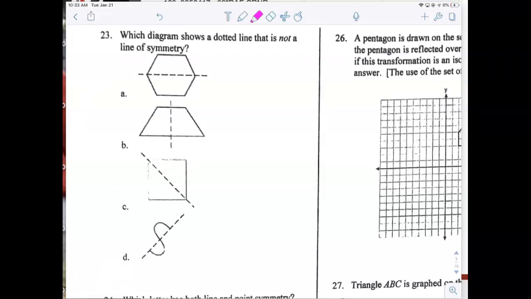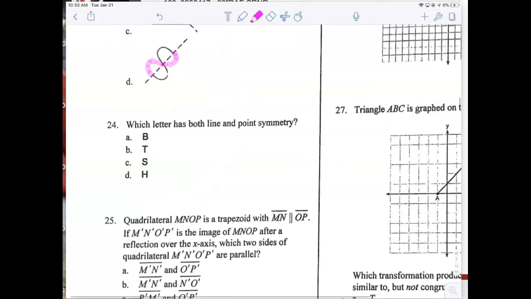Question 23 asks which dotted line is not a line of symmetry, which means if you folded along that line, which one would not line up? This one would, this one would, this one would, but if you folded an S, you would end up with the opposite, the mirror image of it over here. So D would not create a line of symmetry.